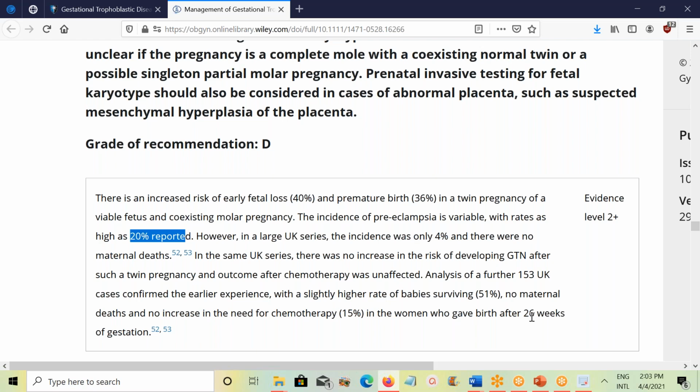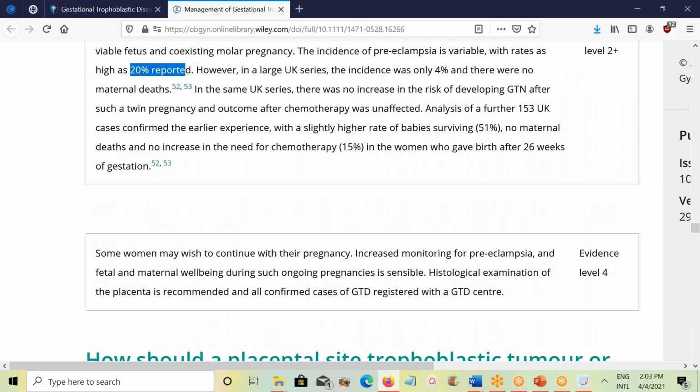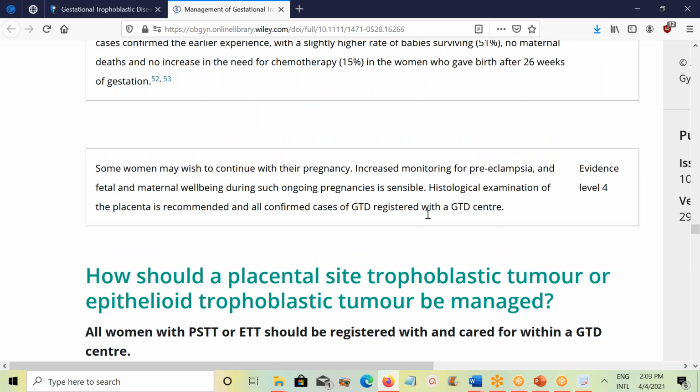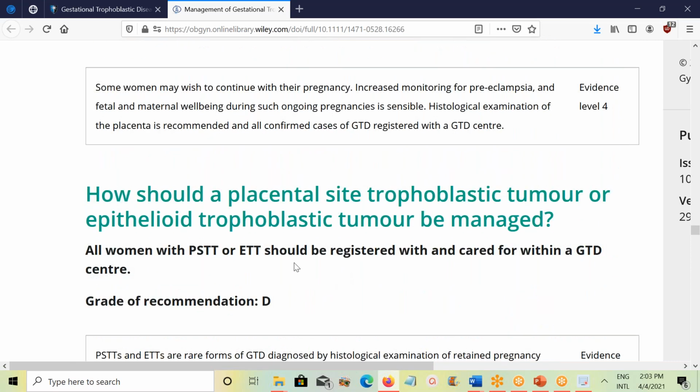And then what else do we have to do? We have to register all confirmed GTD cases, whether they are single or multiple, like the twin pregnancy. We have to refer them to the regional gestational trophoblastic disease center. So this point is clear. Okay. Any problem here? Anything? No, it's okay. The same thing, that they should be sent to the registrar for the registration.